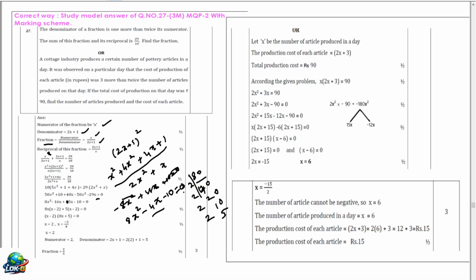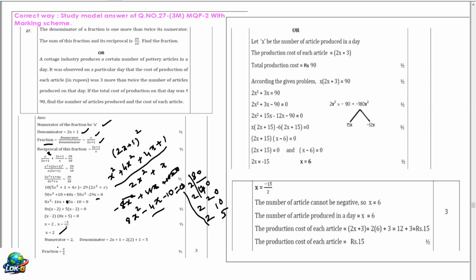16 5s are 80. 2 2s are 4. 4 2s are 8. 8 2s are 16. 5s are. Therefore, you can take minus 16x plus 5x because there is a minus sign here. Plus 5x minus 10 is equal to 0. Take 8x common, left with x minus 2. Take plus 5 common, left with x minus 2. Take x minus 2 common, x is equal to 2 or x is equal to minus 5 by 8.